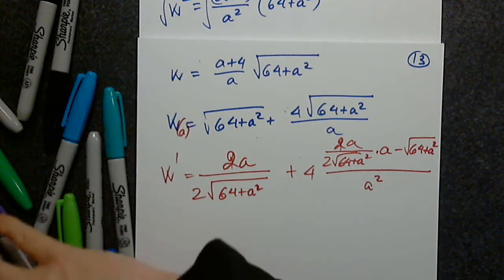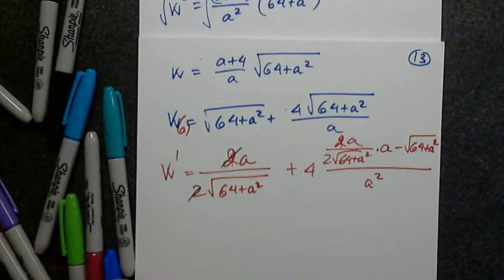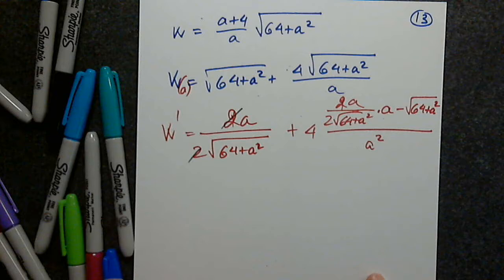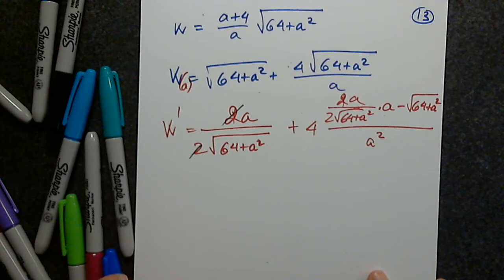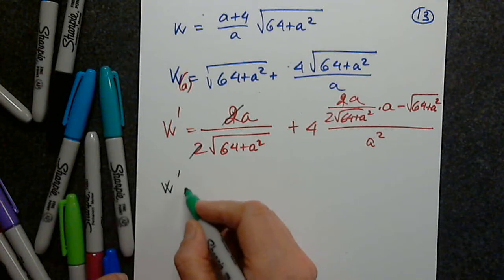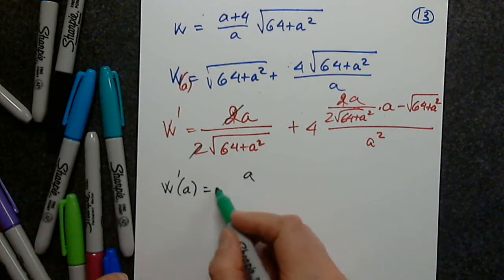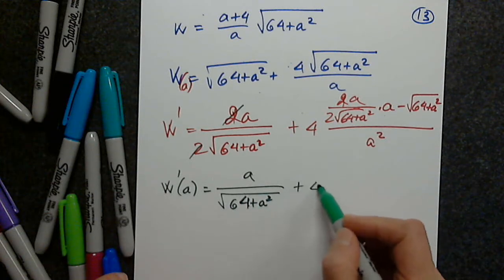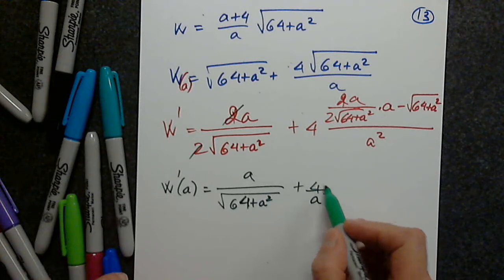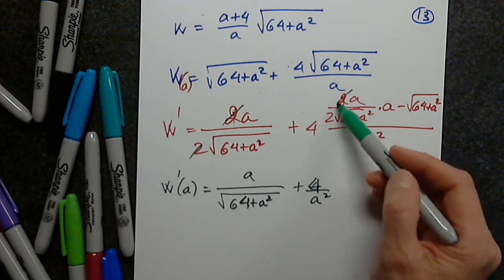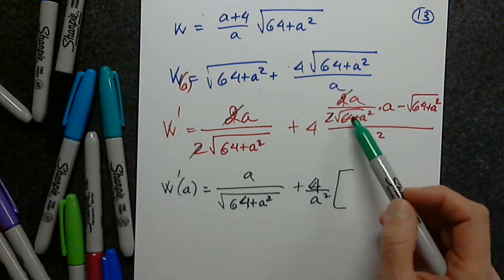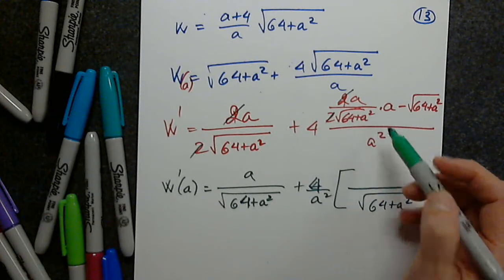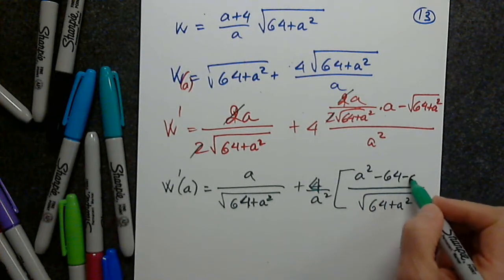Okay, so now these two go away. I have to work hard and simplify this as much as possible because I have to set it equal to 0 to find critical numbers. So the first piece is a divided by the square root, then plus 4 is still 4 over a squared. Let's see what we have here. The least common denominator is the square root. Here we have a squared minus 64 minus a squared.